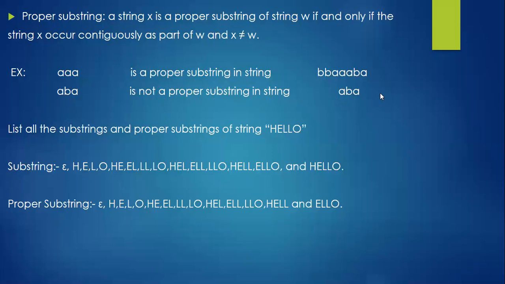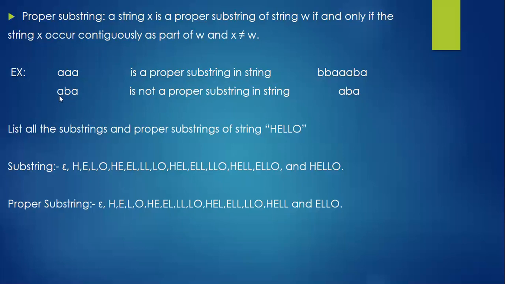Okay, so we are calling it as what? ABA is not a proper substring. Observe here, if you had one more A or one B, like AB, then we can call ABA a proper substring of AB over there. But here w and x both are the same.